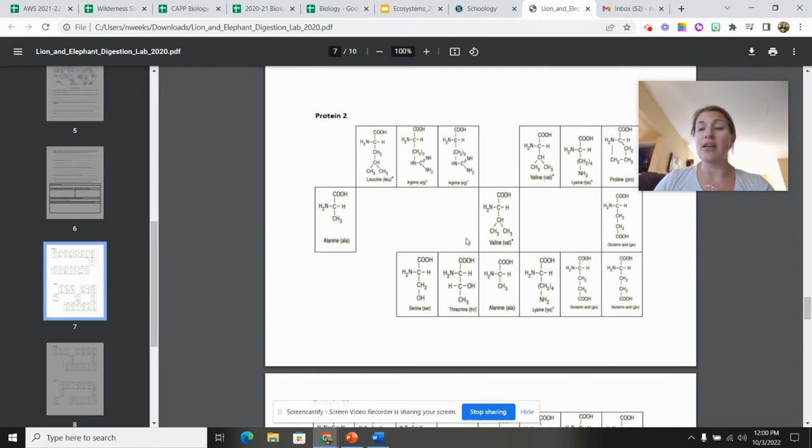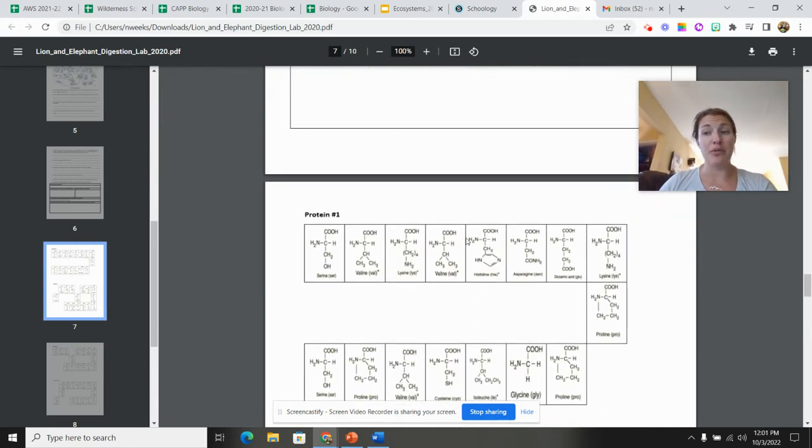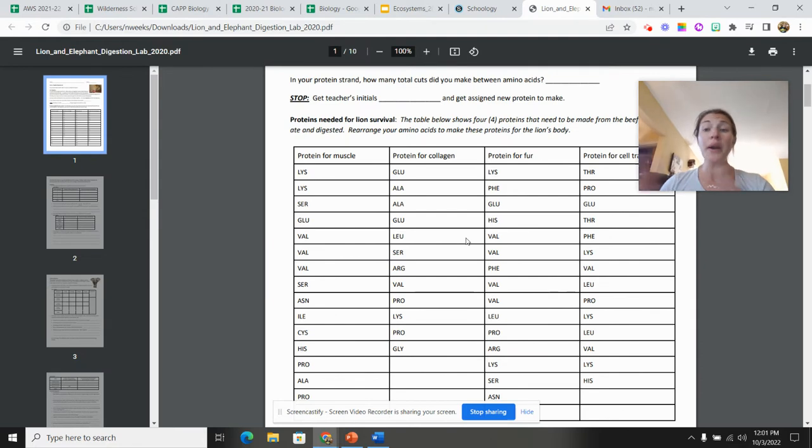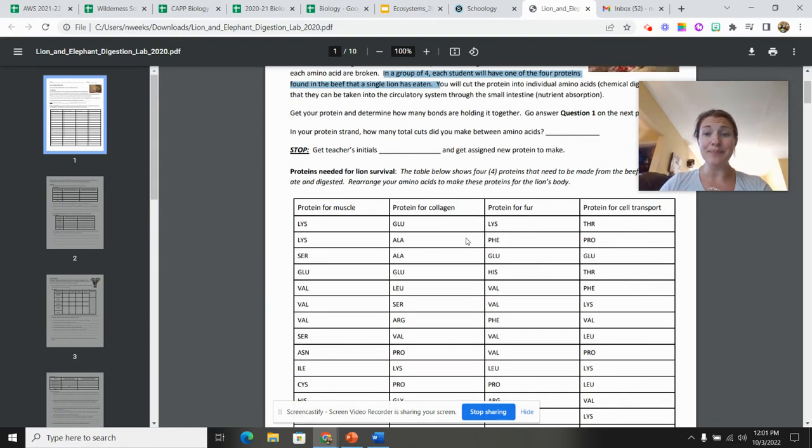And that is how proteins are in our bodies. In a later unit this year, we'll be looking more at those protein shapes. But this is your intro to those different protein shapes. So in your group, you are going to cut apart all of those different proteins and fill this out in your protein strand. How many cuts did you make between your amino acids?